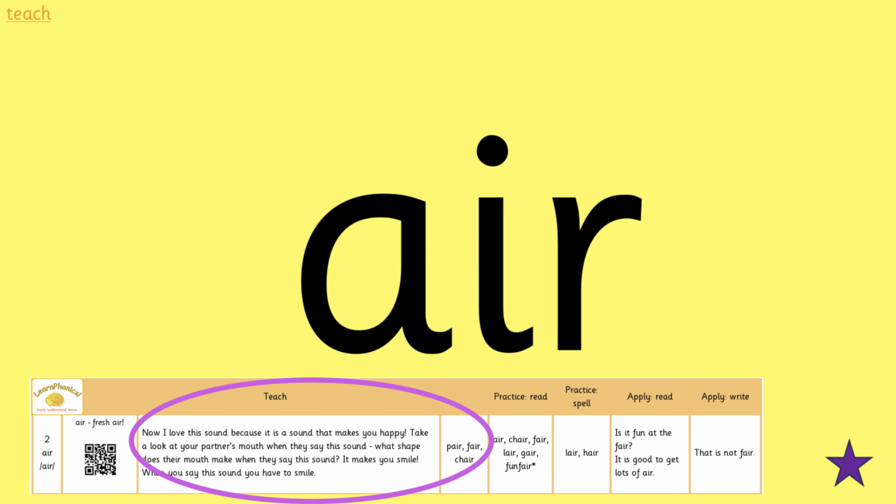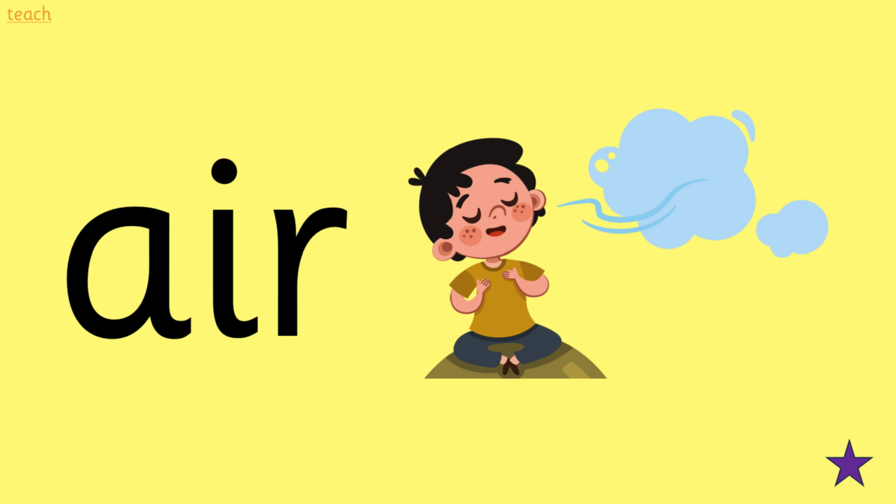You've got a little teaching point, which is that air makes me really happy because your mouth has to open wide when you say this sound. And just to give a bit of a discussion about it before moving on. And you've also got those 3 words, pair, fair, and chair, which we're going to show in just a minute. And then here you've got the part where you would teach the mnemonic, which is air, fresh air. And you've got a little picture to go with that.